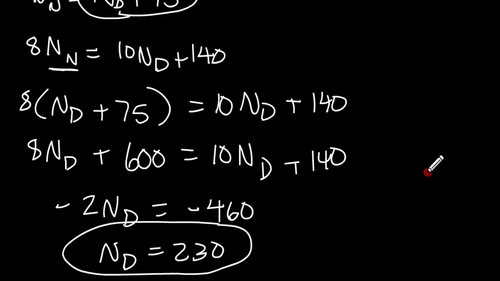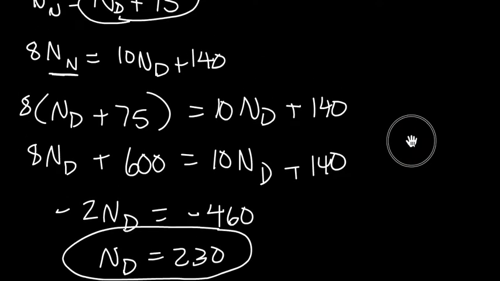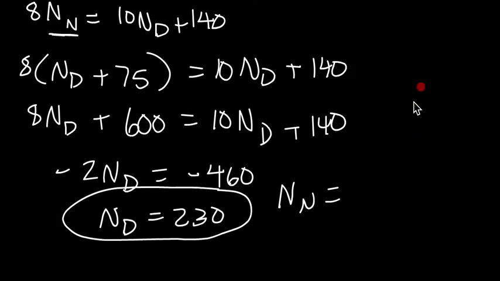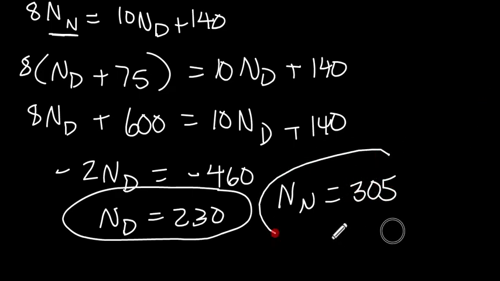The question will say how many, what does it say? It says how many doctors, how many were there of each? So you need to answer both questions. So we just have to add 75 to that, and we're going to get the number of nurses. Oops, I subtracted. 230 plus 150, wait, did I add the wrong number to it? Hold on, let's see, 75. 230 plus 75 is 305. So the number of nurses is 305.